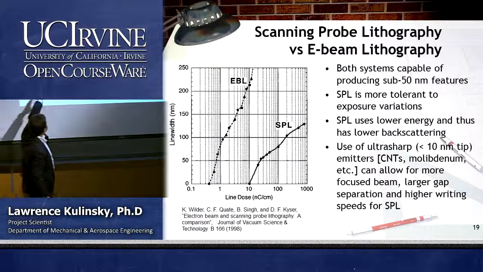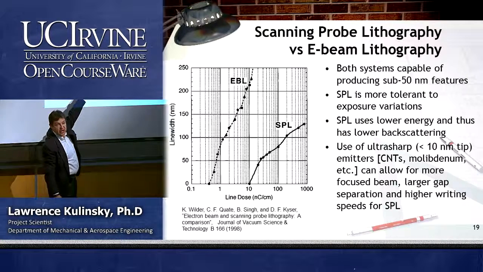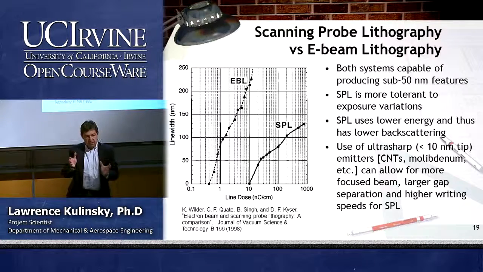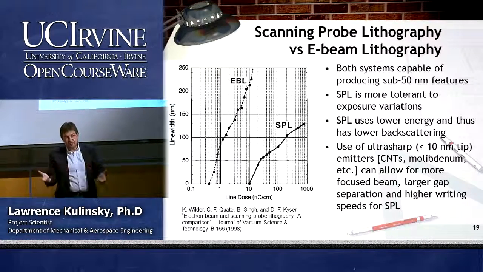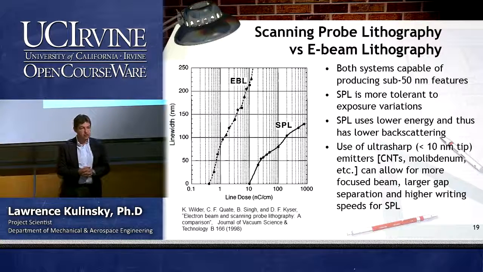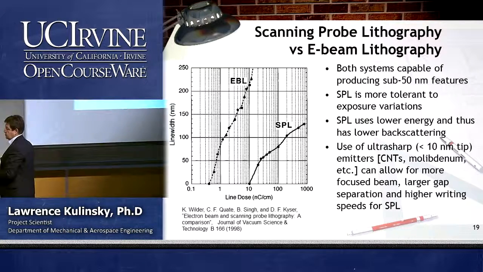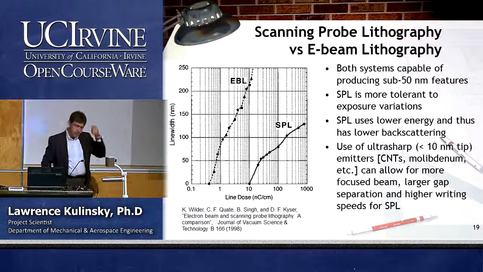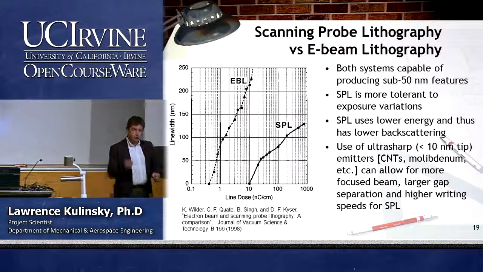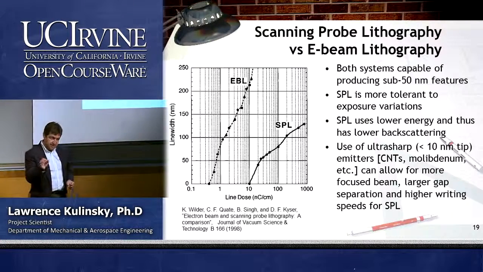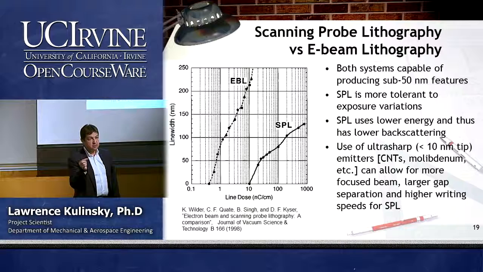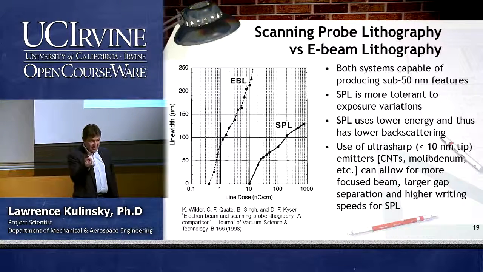Basically, this is what it says. E-beam lithography needs much higher energy than your scanning probe, and your scanning probe can produce finer features. You can have more control in your lithography. The key to your resolution is to have a very, very sharp tip, as we said. So you can even use a nanotube attached to a tip, and now that will be your tip.